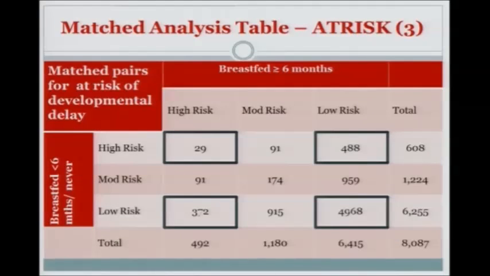So I just wanted to show you my matched 2x2 table because my outcome was 3 categories, remember? So here I did actually use generalized logit modeling to look at these different degrees of the outcome being high risk of developmental delay, moderate, or low risk. But what I did with those calculations is just created each 2x2 table, right? So now I'm comparing these matched pairs for those who were breastfed less than 6 months or never and were high risk, and those who were breastfed greater than or equal to 6 months and were high risk.